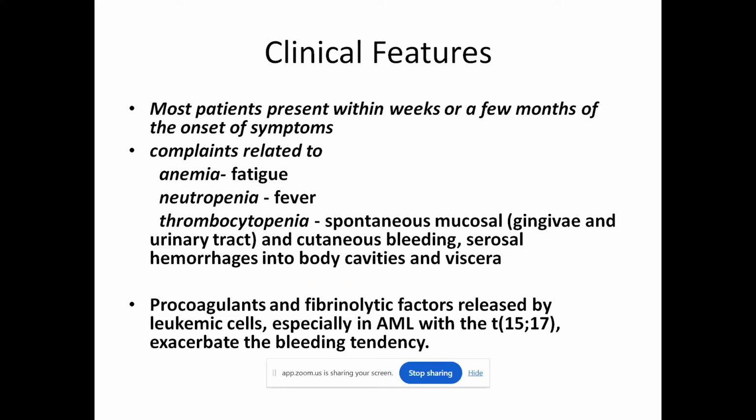So what is the presentation? Usually it is an acute leukemia. The patient will be presenting within weeks or a few months, and due to the compromise of normal hematopoiesis, the patient will present with anemia, neutropenia, and thrombocytopenia, producing all the symptoms. And in AML with translocation 15;17, these patients will have a bleeding tendency.